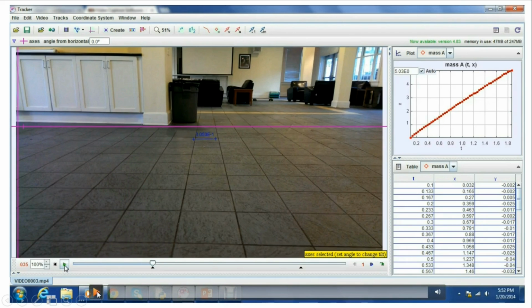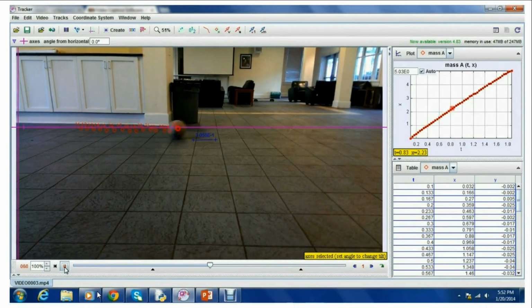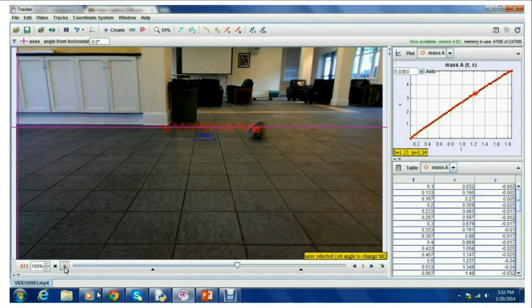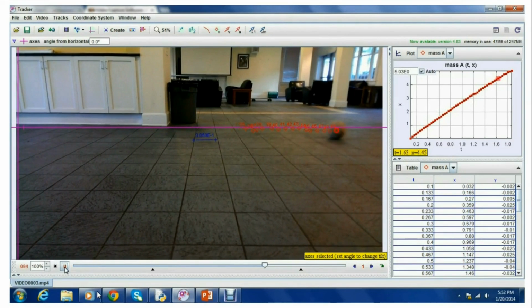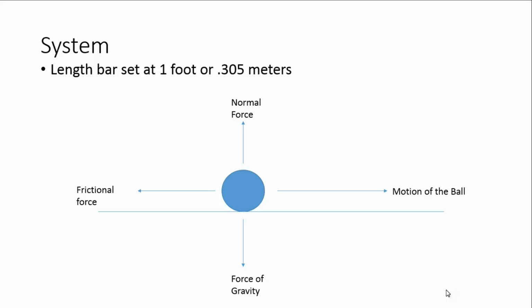In order to accurately measure the position versus time, I took a video of the basketball rolling across the floor and inserted the video into Tracker software. By clicking on the point mass, I was able to measure distance versus time. The system includes the ball and the earth. The length bar shown in the previous Tracker video is set at 1 foot or 0.305 meters to accurately measure the ball as it moves across the floor.